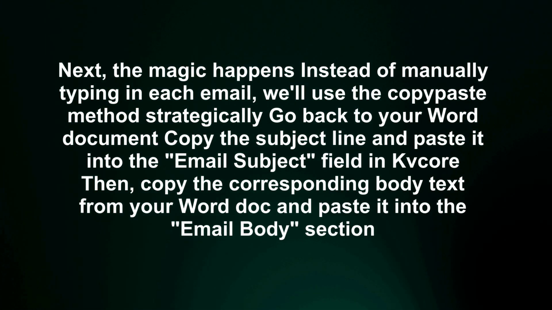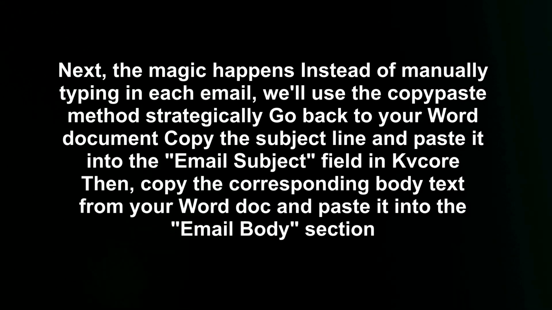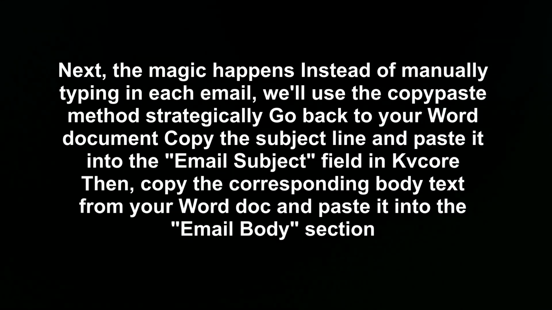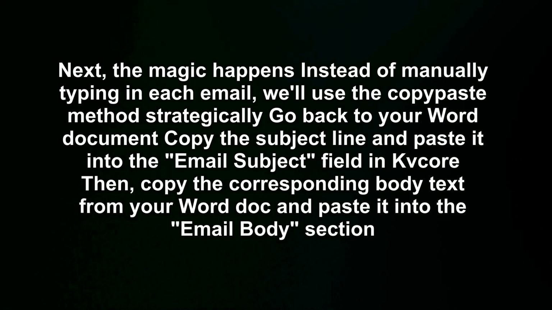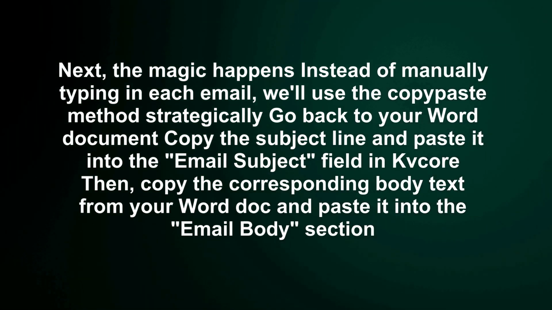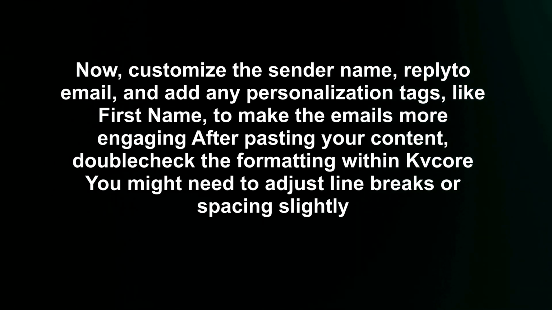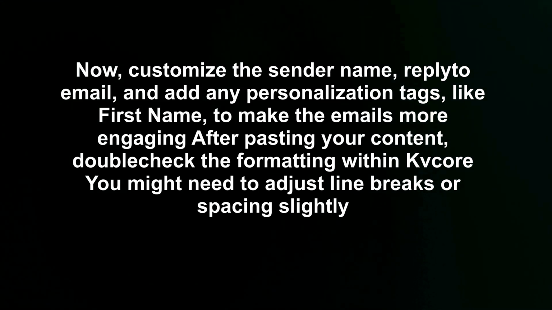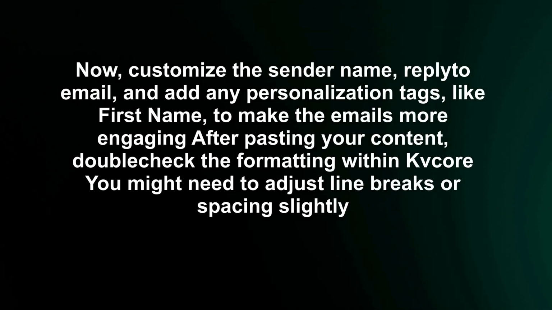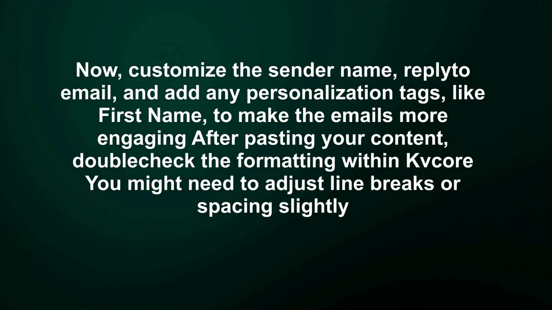Next, the magic happens. Instead of manually typing in each email, we'll use the copy-paste method. Go back to your Word document, copy the subject line and paste it into the email subject field in Kvcore. Then, copy the corresponding body text from your Word doc and paste it into the email body section. Now, customize the sender name, reply-to email, and add any personalization tags, like first name, to make the emails more engaging. After pasting your content, double-check the formatting within Kvcore.